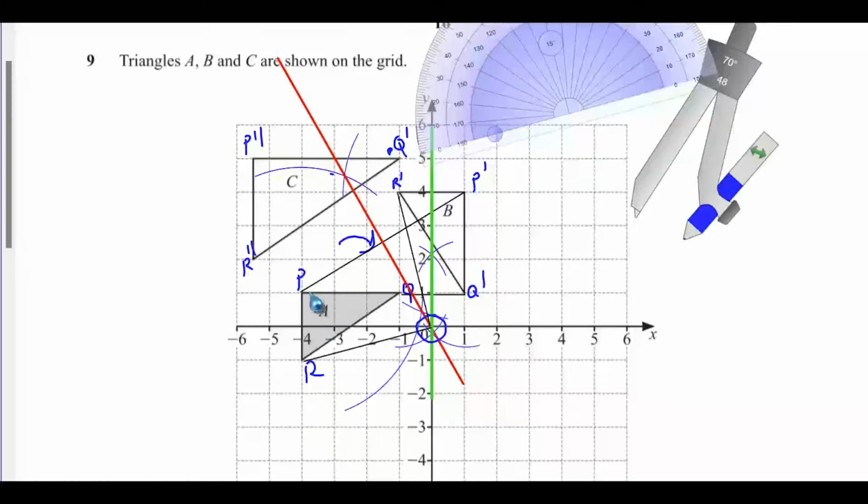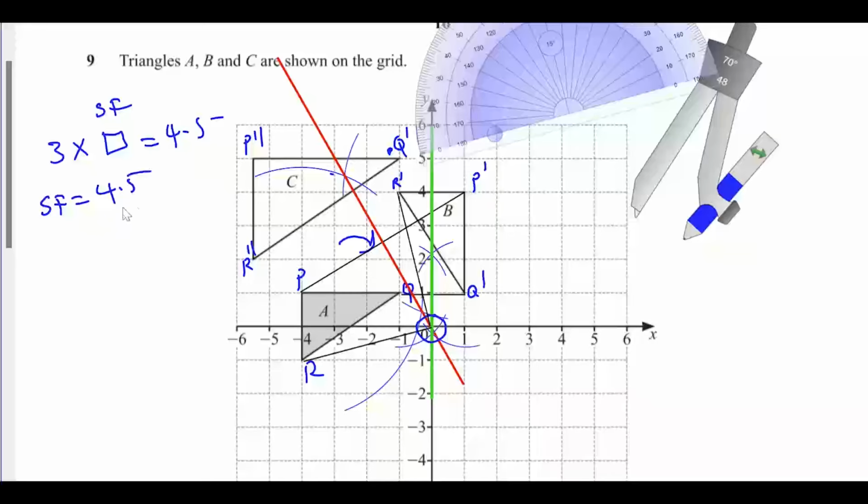Let's see what the scale factor is. Let's take corresponding sides, that is side PQ and then P prime prime Q prime prime. This will be 1, 2, 3. Then you have 1, 2, 3, 4 and a half, that is 4.5. So if you have 3, 3 multiplied by what will give you 4.5? That will be the scale factor. So the scale factor equals 4.5 divided by 3, which equals 1.5. So the name of the transformation is enlargement, the scale factor is 1.5. Now we need to get the center of enlargement.